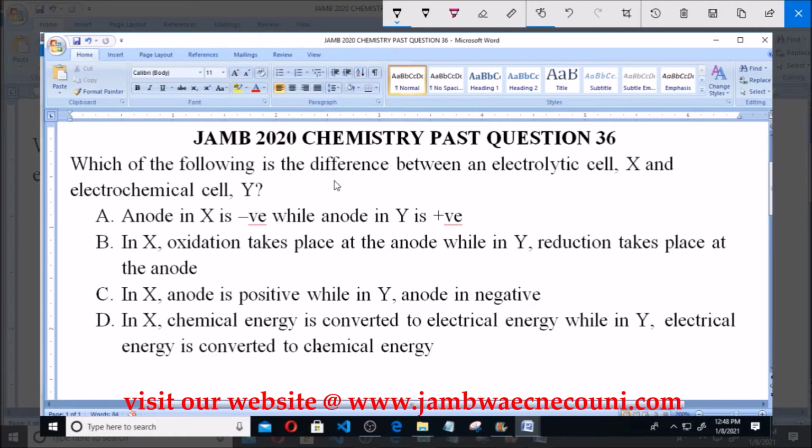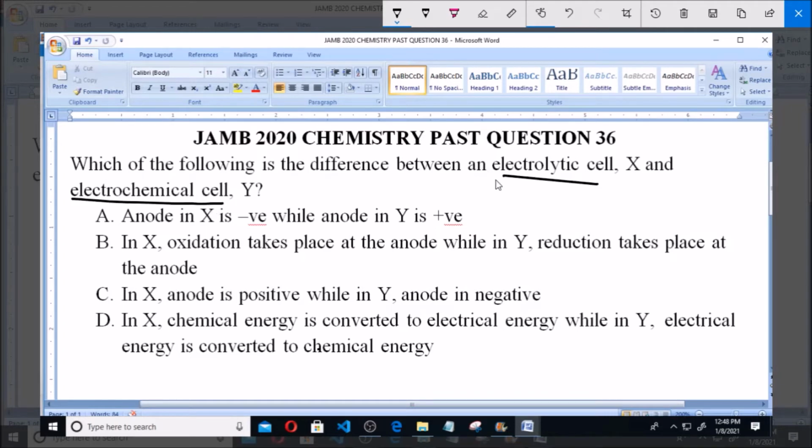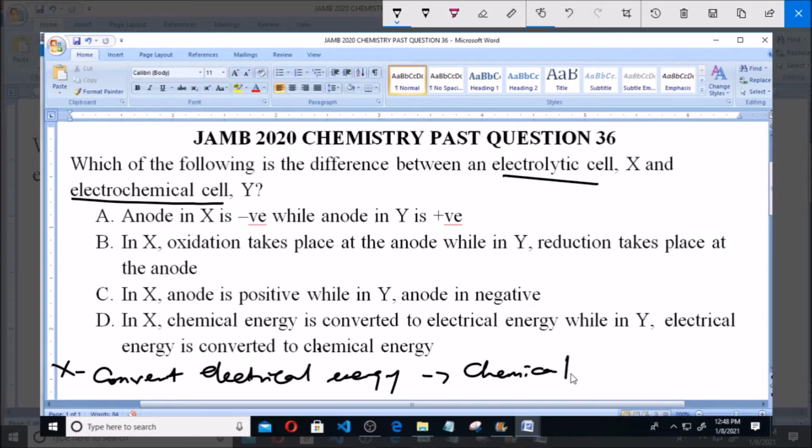Now we are asked for the difference between electrolytic cell and an electrochemical cell. Now an electrolytic cell, that's for X, converts electrical energy into chemical energy. But for the Y, which is the electrochemical cell, it converts chemical energy, like the battery, into electrical energy. For example, the dry cell, the battery that we have.